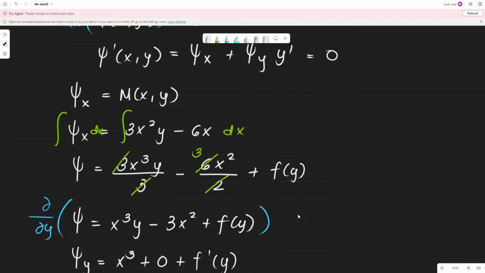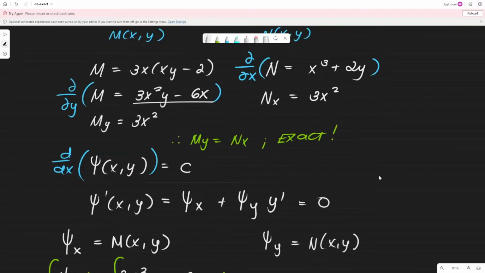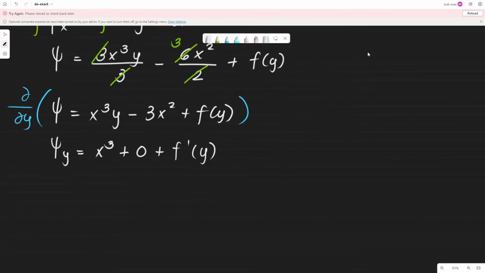Kung kanina, sabi nga natin dito, we have our psi x is equal to m of xy. Actually our psi y is equal to n of xy. So we can actually equate the value of psi y with n. Ano ba yung nakuha nating n kanina? We have here yung x cubed plus 2y, no? So let's equate it. So we have x cubed plus 2y.